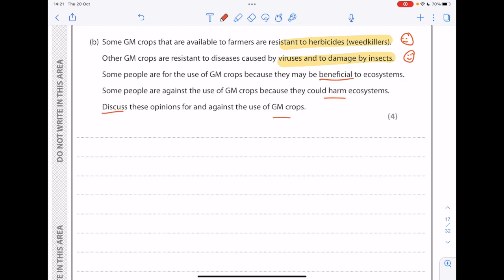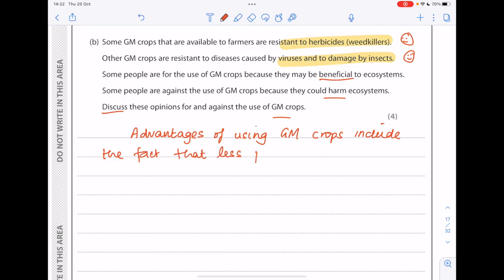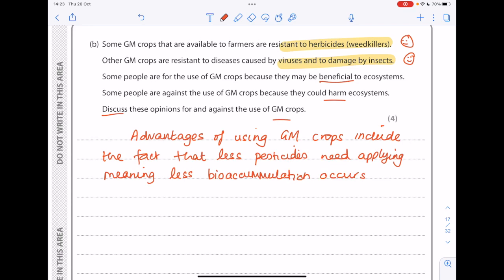4 marks. So looking at points for the use of GM crops then, it would mean that less pesticide is used, and that's a good thing because it means you have less bioaccumulation of pesticides. Because the GM crops are resistant to herbicides, to the weed killers, it means that when those weed killers are applied, it will just be the weeds being killed, and therefore they'll be easier to remove.